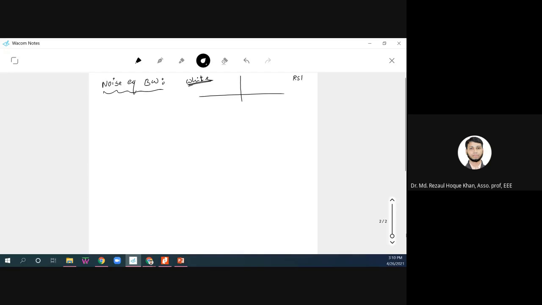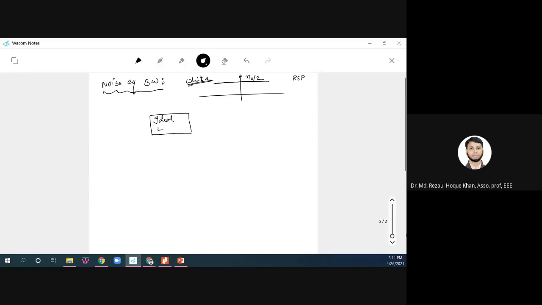What is white noise? White comes from light, white light. White light means all the frequencies are there. So if I draw the power spectral density of white noise, it looks like this. Everywhere it has a value. Got it? And usually we express it by eta 0 by 2. That's actually our white noise expression. Okay. Now in the noise equivalent bandwidth, we take an ideal low pass filter.